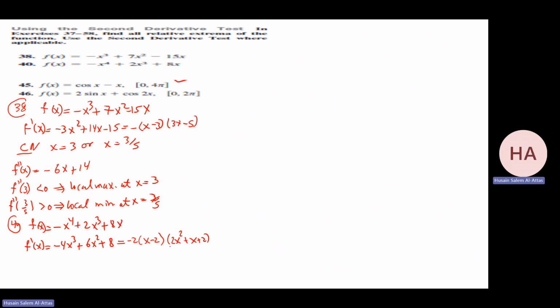This one cannot be 0. So you have critical number x equal to... The difficulty is to factor this, but you need to figure out 2 is a root, then you can do it.